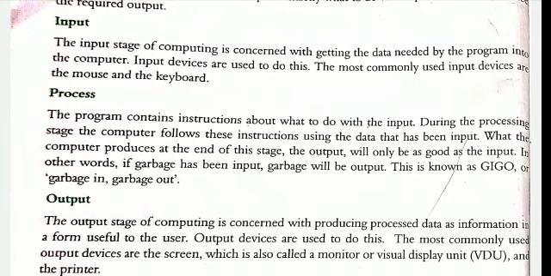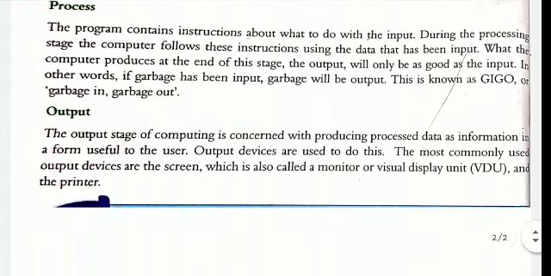Processor. The processor follows the instructions given by the input, and it produces output which belongs to the input. If the input is garbage value, the output will be garbage. GIGO. GIGO is the full form of garbage in, garbage out. It is also important.